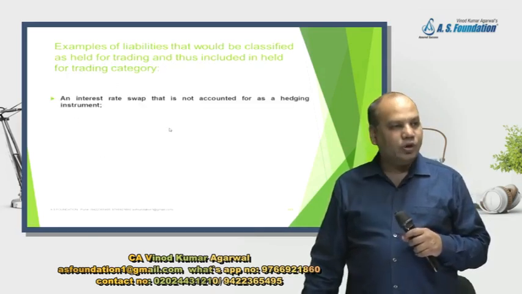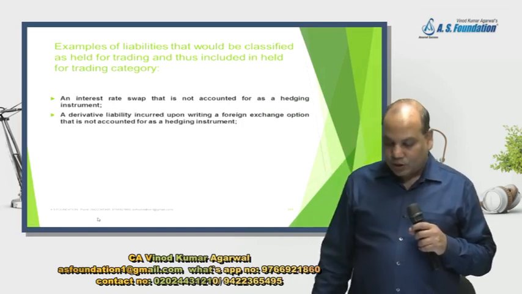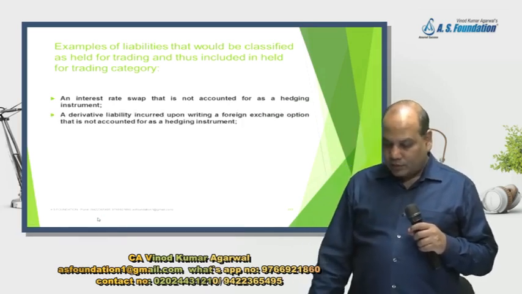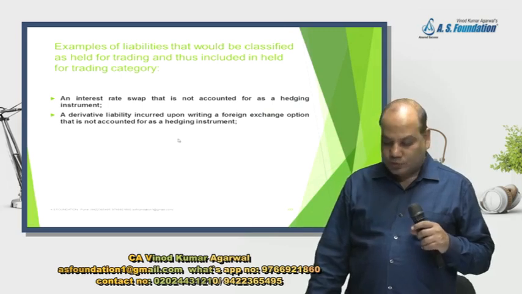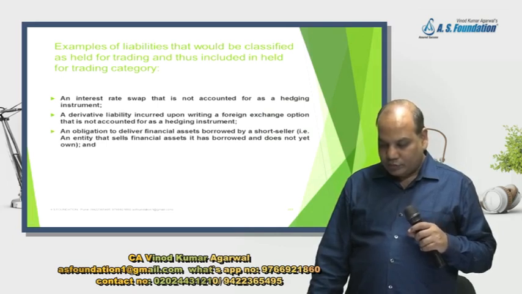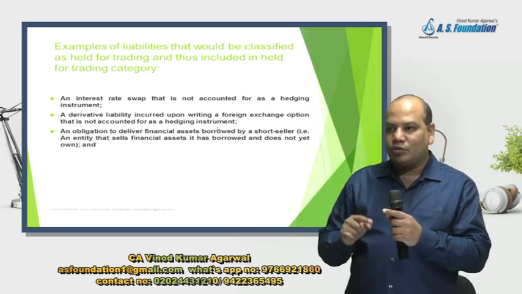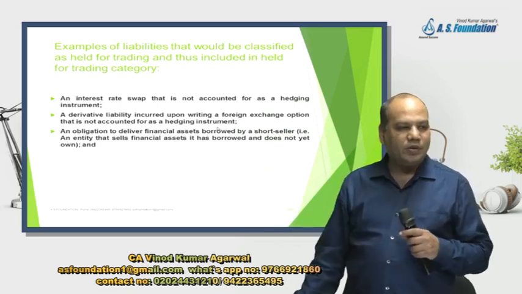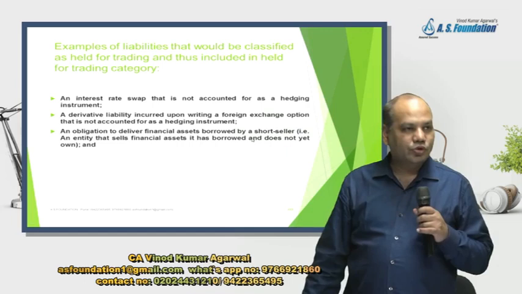So what are examples of liabilities which can go into the FVTPL category? Interest rate swaps, in fact all derivatives. Derivative liabilities incurred upon writing a foreign exchange option that is not accounted as a hedging instrument. This line will come again and again. For every derivative, one additional sentence comes: which is not used for hedging purposes in hedge accounting. And then an obligation to deliver a financial asset borrowed by a short seller.